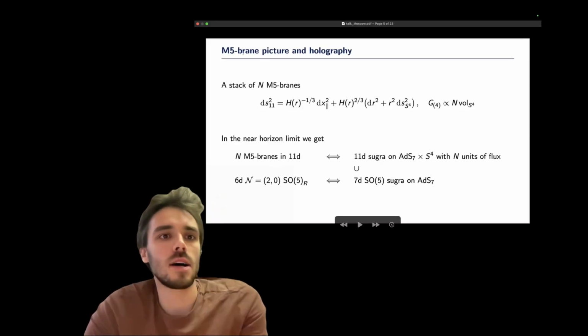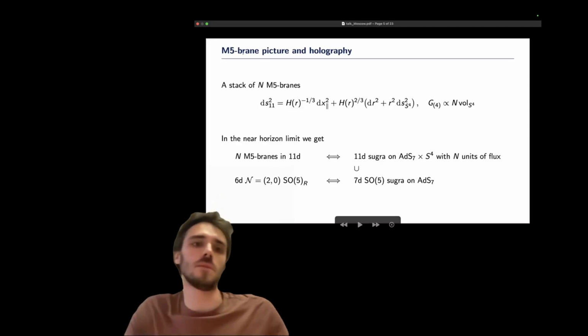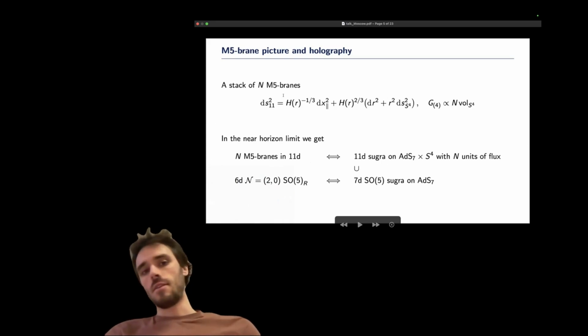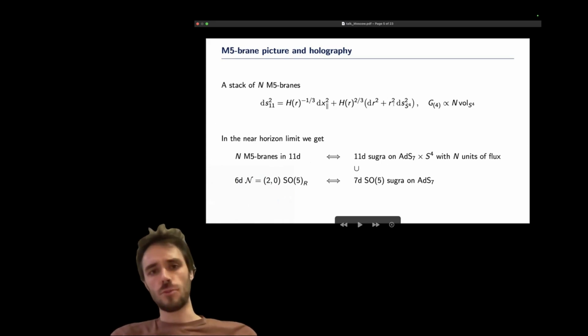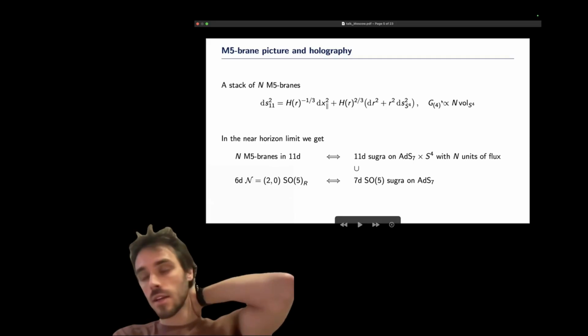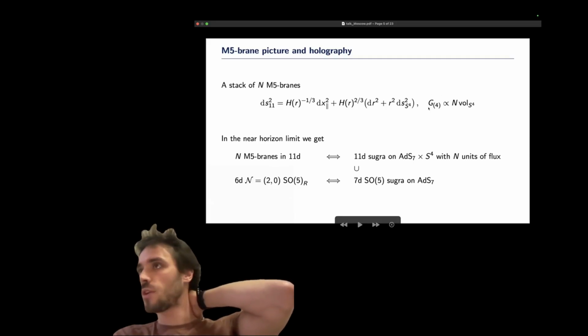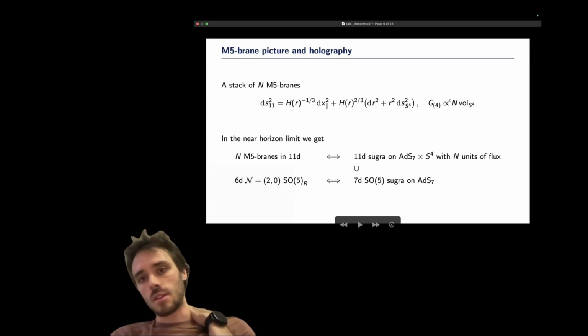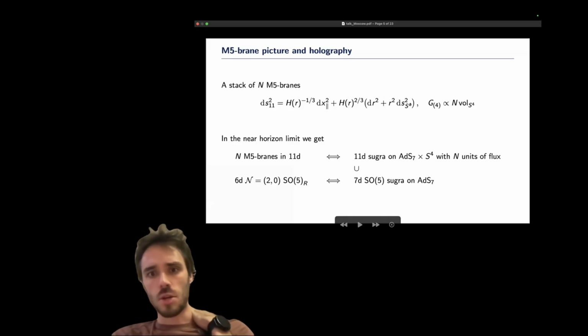Okay, so what is the M5 brane picture? You take your stack of N M5 branes, and you're in flat space. You construct the following famous solution, where your G here is the gauge field in 11D, and the field strength in 11D has flux through the S4. Okay, we're doing a dimensional reduction on the S4.